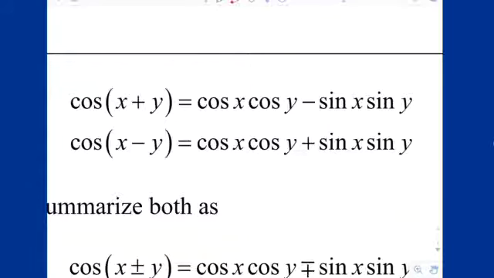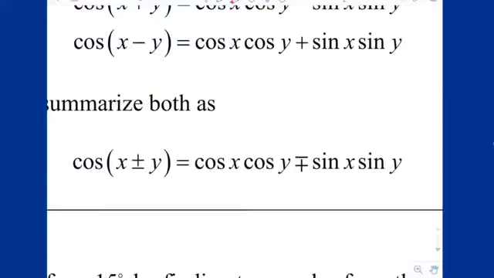Stupid cosine. Okay, now you can combine these two in one identity. If you think 1 is less than 2, it's easier to memorize. Cosine of x plus or minus y, that's how we read that, is equal to cosine x cosine y, me, and then, what is that?